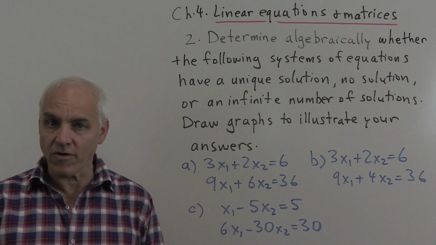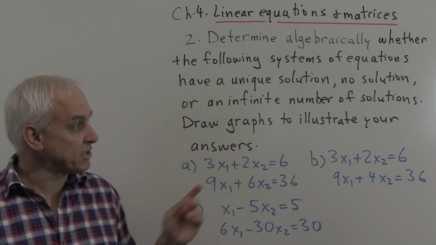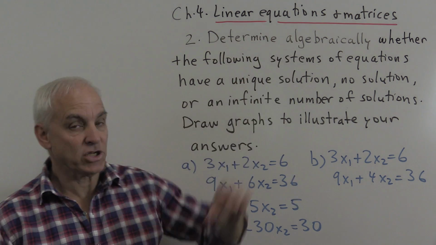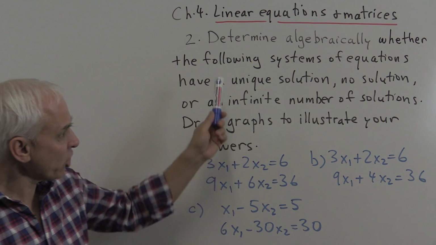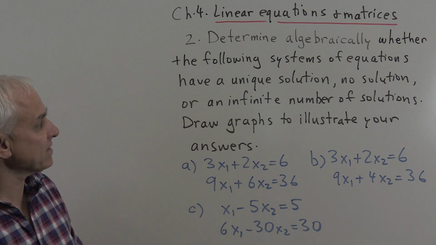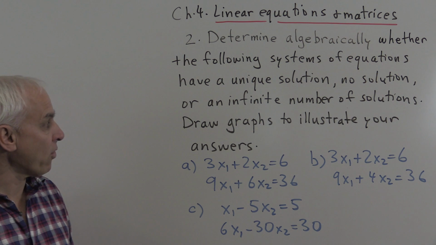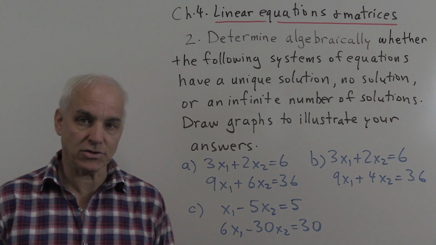This is Chapter 4 of our linear algebra course, MATH1131, and we're having a look at this particular problem that is in the chapter on linear equations and matrices. So it's problem number 2. Determine algebraically whether the following systems of equations have a unique solution, no solution, or an infinite number of solutions, and draw graphs to illustrate your answers.